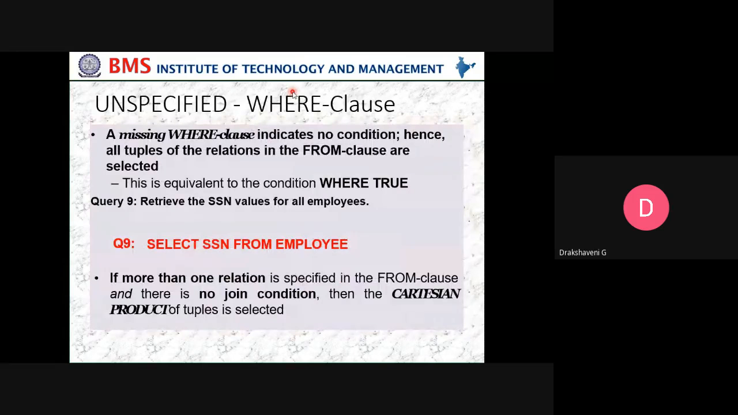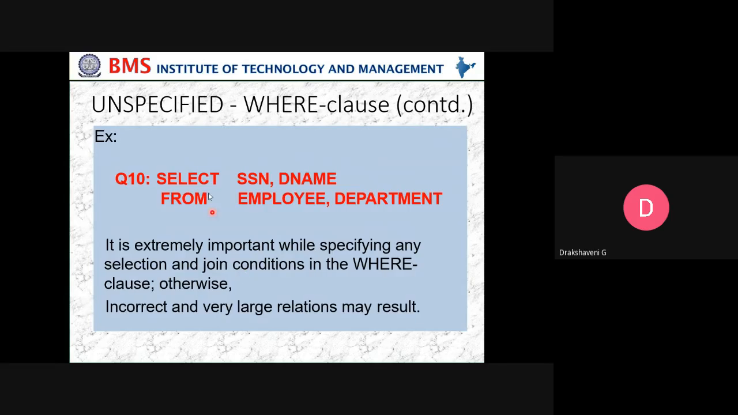Now, the unspecified where clause. Sometimes we don't want to use a condition. We just want all the columns from the employee table, or only the SSN: select SSN from the employee table. If more than one relation is specified in the from clause and there is no join condition, then the Cartesian product of tuples is selected. For example, select SSN, D name from employee and department. It is extremely important to specify selection and join conditions in the where clause. Otherwise, incorrect and very large results may be produced.